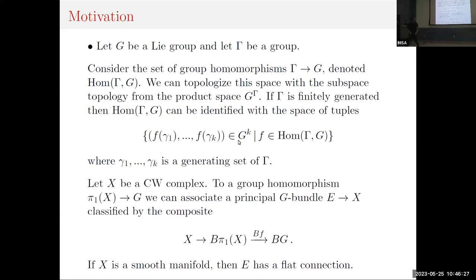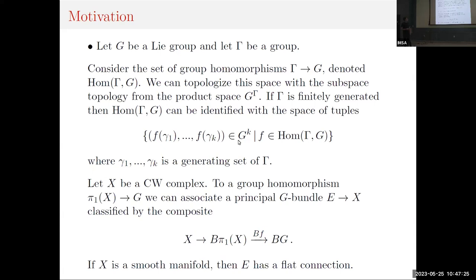So why am I interested in this set? Well, if I take a CW complex X, and also a homomorphism from the fundamental group into the Lie group, to that I can associate a principal G bundle by taking the classifying space functor applied to the homomorphism, say that's F, and then precomposing with the classifying map of the universal cover of X. What's nice about this bundle E is that it has a flat connection. Let's just say X is a manifold whenever I say it has a flat connection.